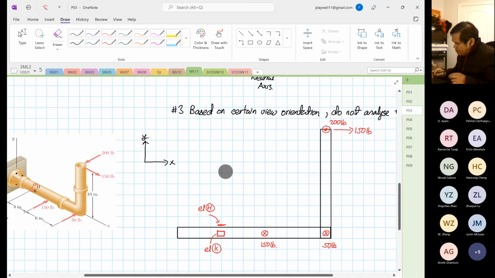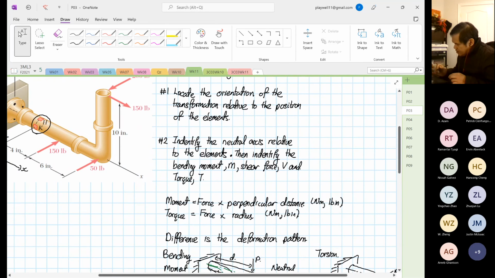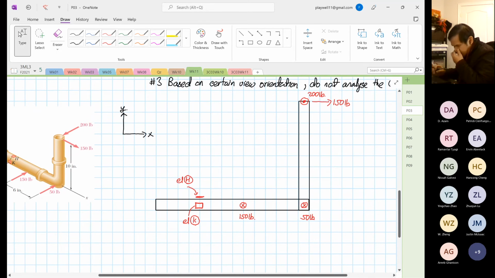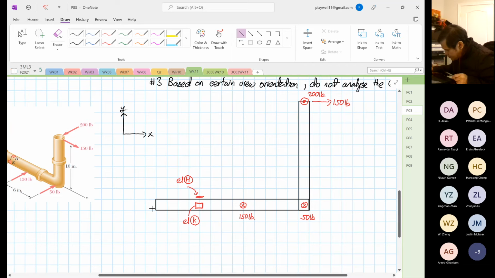So based on rule number 2, right? Rule number 2 states that we have to immediately identify the position of the neutral axis. So the neutral axis is relative to the element. So I'm going to draw the neutral axis. So it's exactly at the center down here, at the neutral axis. So this is our neutral axis.